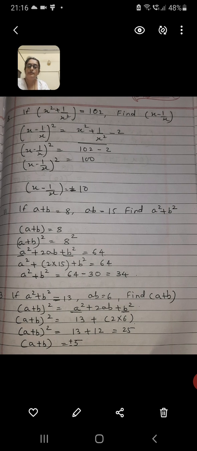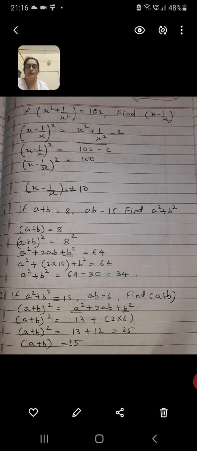Now here some other values are given. Using that you are going to solve this next sum. If x square plus 1 upon x square is 102, find x minus 1 upon x value.